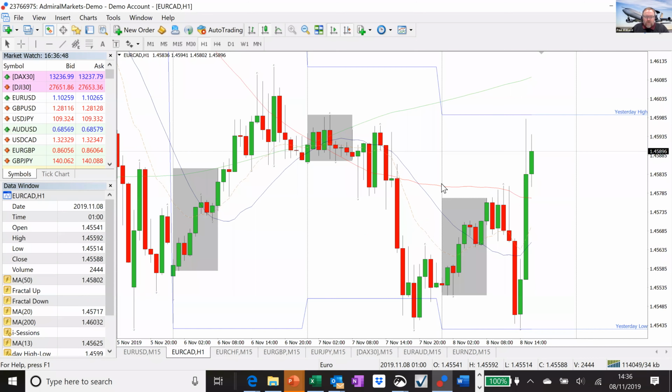And what we can see is that if I go up to the hourly chart, yesterday we had a bit of a sell-off of the euro against the Canadian dollar. We pushed up there, we had a little bit of a pullback, and we pushed down again.